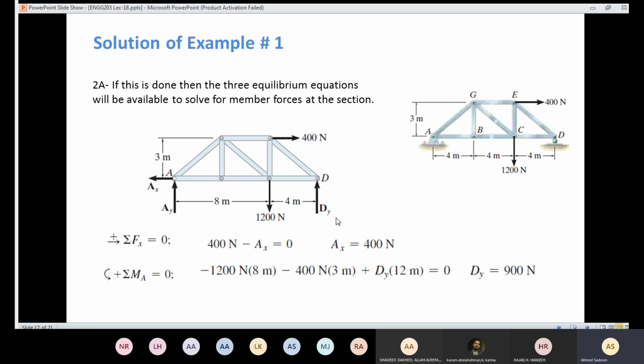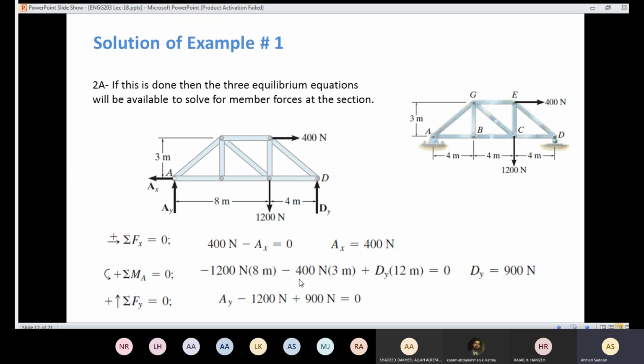Now I'm in position to use the equation of the forces in the y-axis. So now I'm going to say that the summation of the forces in y-axis should equal 0. I have AY, which is unknown. I have dy. I found EY here, and I have 1,200 newtons. So according to sign convention, this one is positive, this one is positive, and this one is negative.